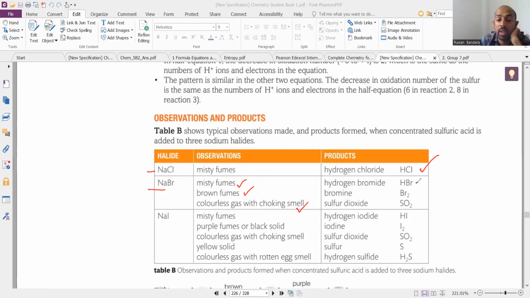Misty fumes because of HBr, brown gas, that is Br2, colorless gas with choking smell is SO2.